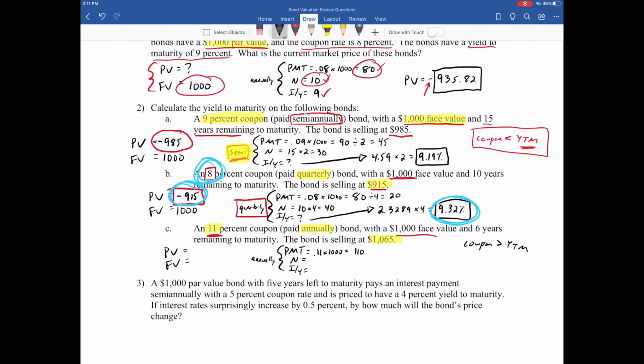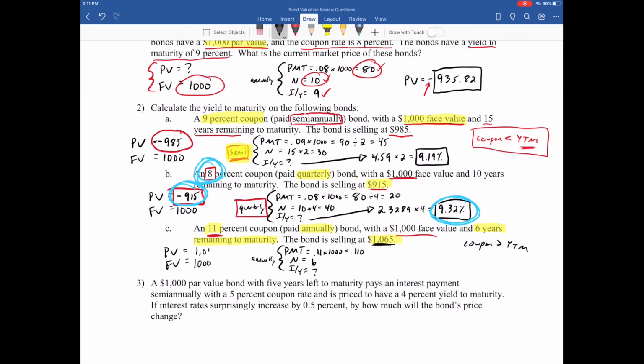That is the future value that we receive when the bond matures. So we have that $1,000 there. We have 6 years until maturity, so that is our N. So our N is 6. We are solving for the IY, and this current price is our present value.